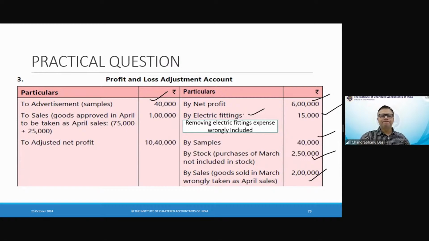Then what we can see is that the goods are approved in April, to be taken as April sales. What happens in the sales? It has been added to the sales of March, but actually the approval came in April, so we cannot take it in the March sales. So to remove the sales from the credit entry of the sales, we make a debit entry, and the sale is recognized in April. So the cost of goods is 75,000 plus the profit margin. We got 25,000, and when you take the sales side 75,000 plus 25,000, 1 lakh, you get the adjusted net profit as 10,40,000. So this is the way you prepare your profit and loss adjustment account.